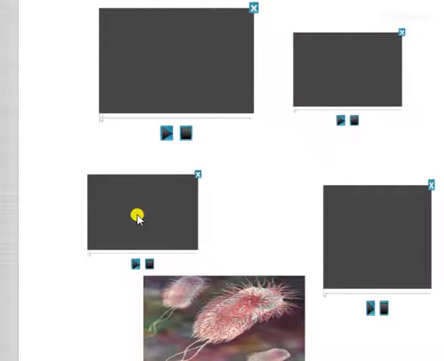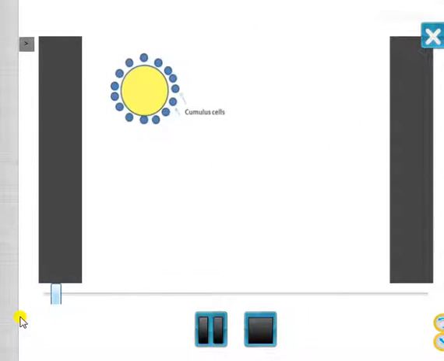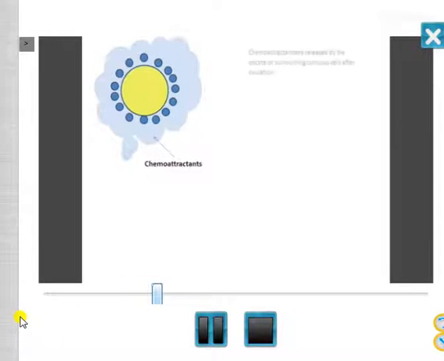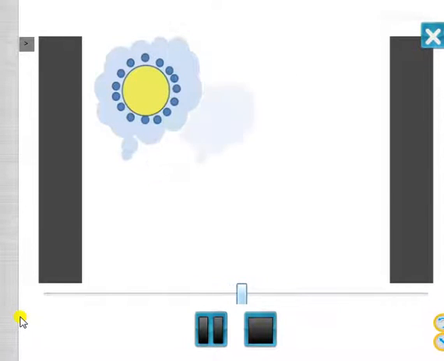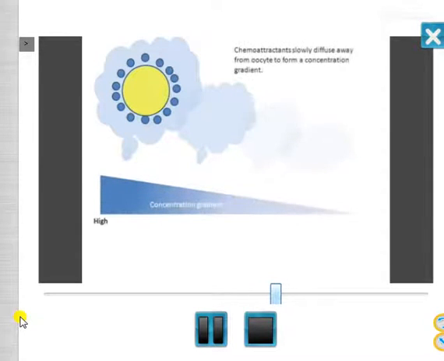Okay, so in this next one, this is the chemoattractant. The chemoattractants are released by the oocytes and surrounding cumulus cells after ovulation.